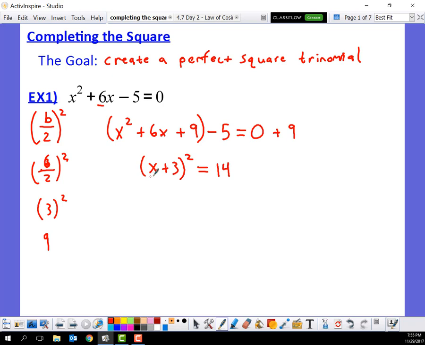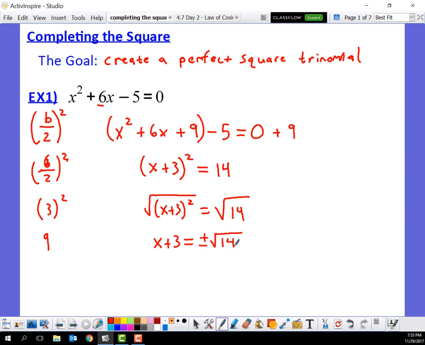So then if I'm trying to solve for x, the next step is I'm going to get rid of the second power. So I square root both sides. I'm taking the square root of (x + 3) squared and the square root of 14. The square root and the second power cancel out. So on the left-hand side, I just have x plus 3 equals plus or minus the square root of 14.